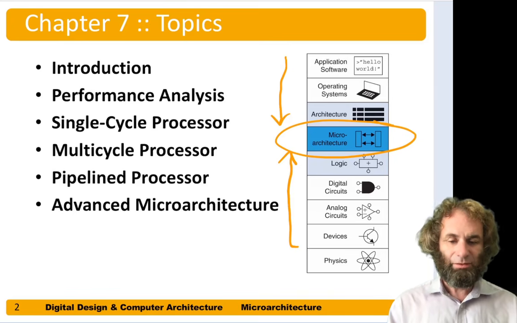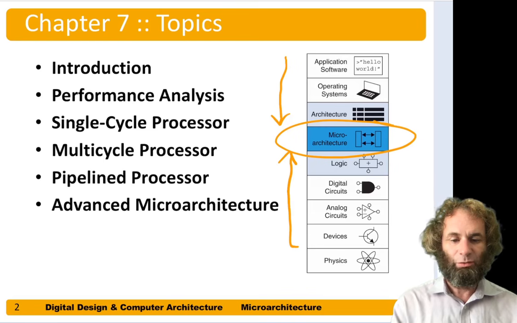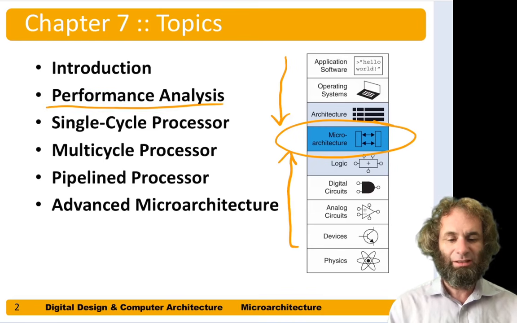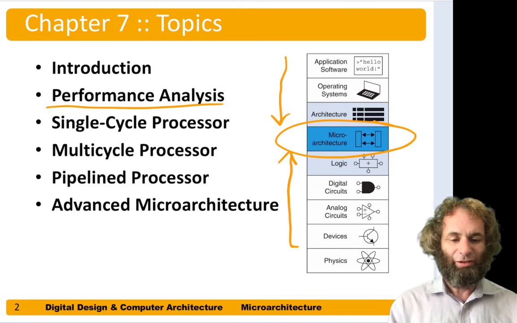So as we look at a processor, one of the key issues will be how fast it is. So we'll talk about performance analysis. Then we'll look at 3 different possible implementations, 3 different microarchitectures of our RISC-V processor. The first one is a single cycle processor, where all the work takes place in one clock cycle. Because of this, the clock cycle has to be long enough to accommodate the most complicated instruction.